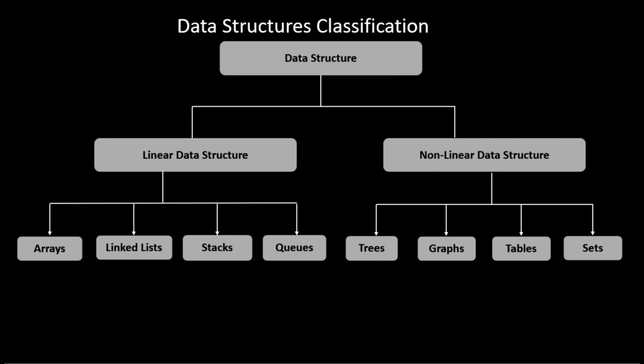Just now we saw our book example. We store the books in a book rack one next to another, or we keep books one on another. So these data structures are called linear data structures. Whereas in non-linear data structures, we don't maintain a linear manner, but some hierarchical structure or key value pairs. For example, tree, graph, table, sets, etc.